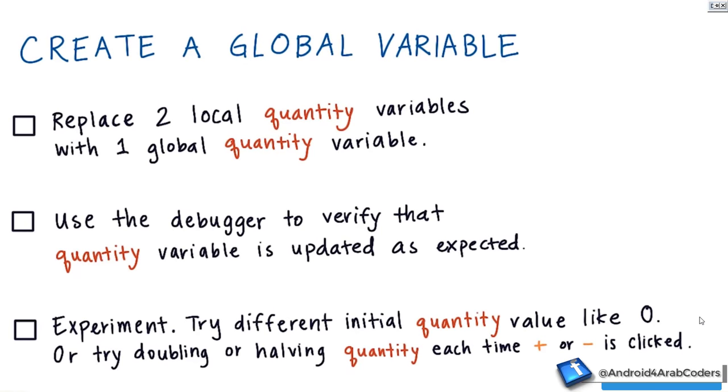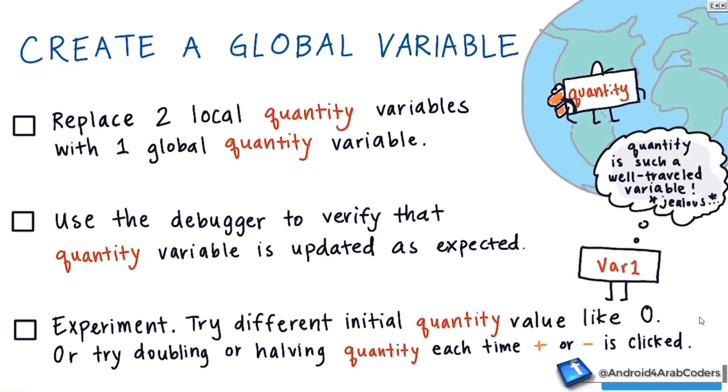Once your quantity picker works, go ahead and do a little happy dance, and then you can try to experiment a little bit. What happens if you have a different initial quantity value, like 0? Or try doubling the quantity each time the plus button is pressed, or halving the quantity each time the minus button is pressed. Feel free to experiment with whatever you're curious about. If you ever wondered, what would happen if I do this or that? Those are sometimes some of the best learning moments because they're unexpected. When you're done, check these boxes to continue.